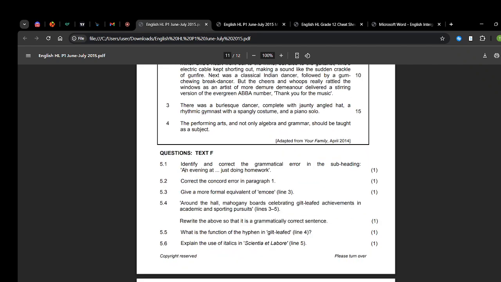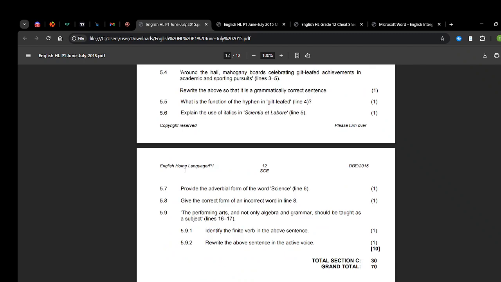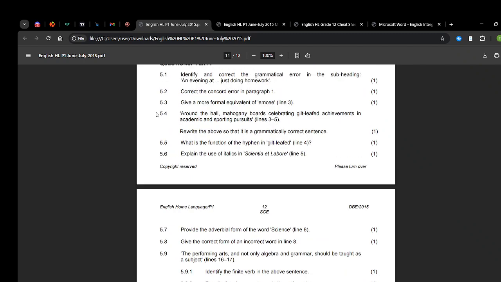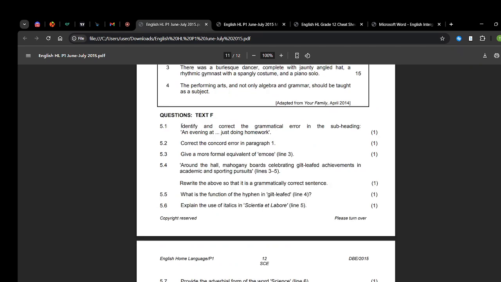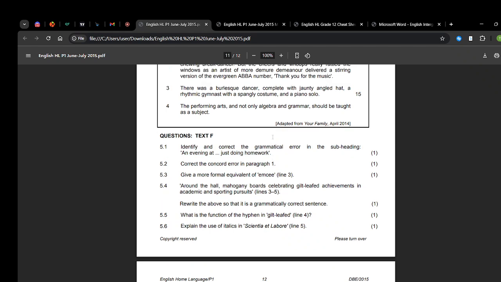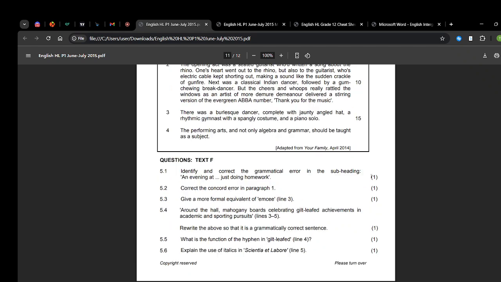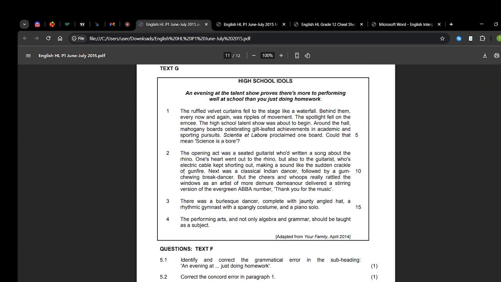Okay, we have 9 questions here. Let's see how far we can get, because this whole language section is important. Here I can't pick and choose. Let's start with the first question: identify and correct the grammatical error in the subheading. Identify and correct. It's a 1 mark question, guys, but they're actually asking you two things, so you can't just correct it. Let's check what grammatical error we see in the subheading.